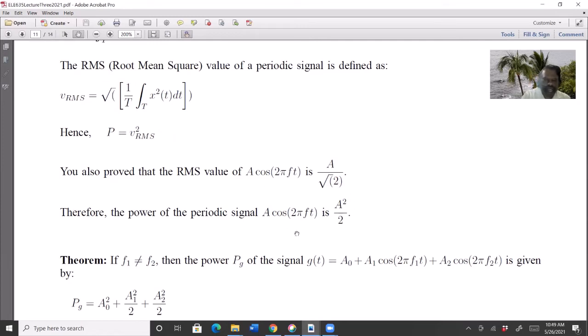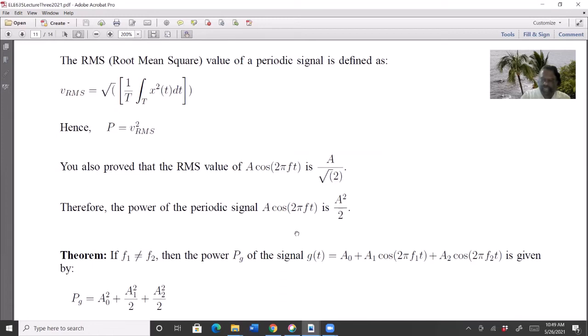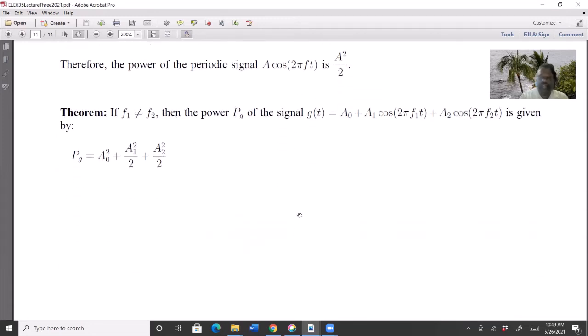Now, there is another theorem you may have learned in signals and systems. Anytime you have signals of different frequencies, you can add the powers. So this is the DC term. The power of the DC is just squared.